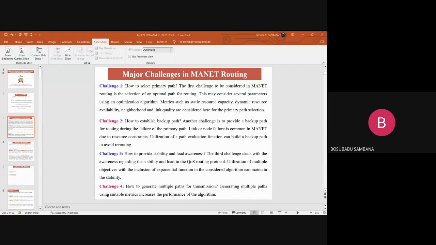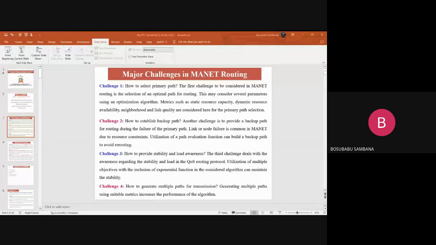Why is path selection needed? The main reason is to connect the nodes, from sender to receiver. When we initiate the primary path, the entire process is done based on establishment of the backup path, providing stability and load awareness, and communicating over multiple paths during the transmission of packets, whatever they may be.